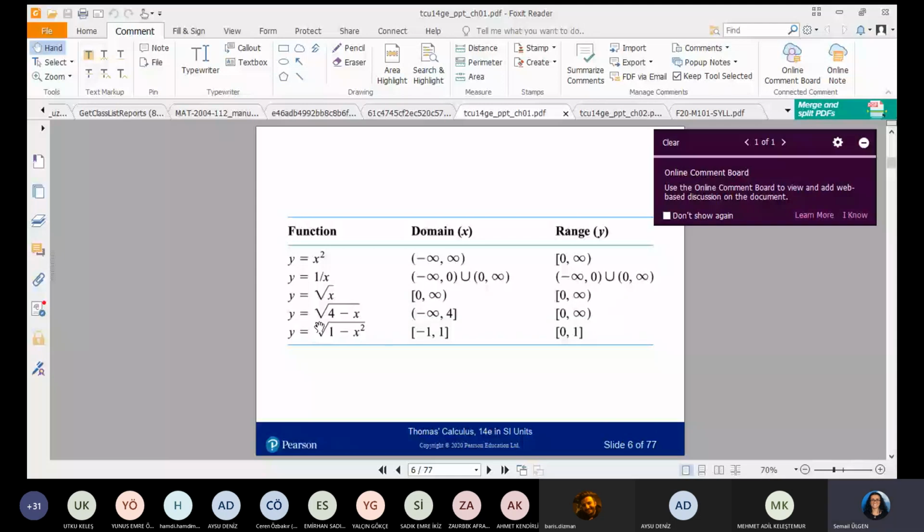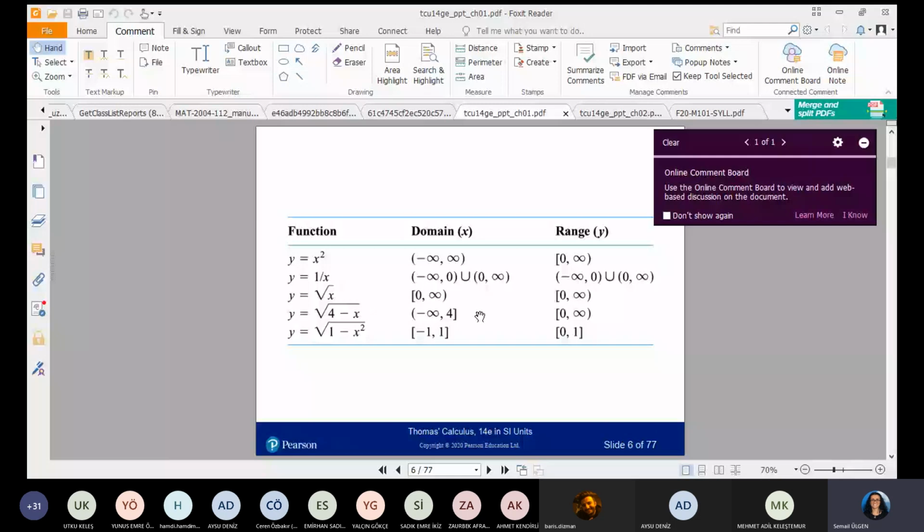y is equal to square root of 4 minus x. What is the domain? Domain is going to be everything between negative infinity and 4. And you can ask why. Because we have square root of 4 minus x. So x can be any value equal to 4 and below, so that the inside becomes a positive value. I'm going to tell you that as well by drawing them to you. And the range is going to be 0 to infinity as well.